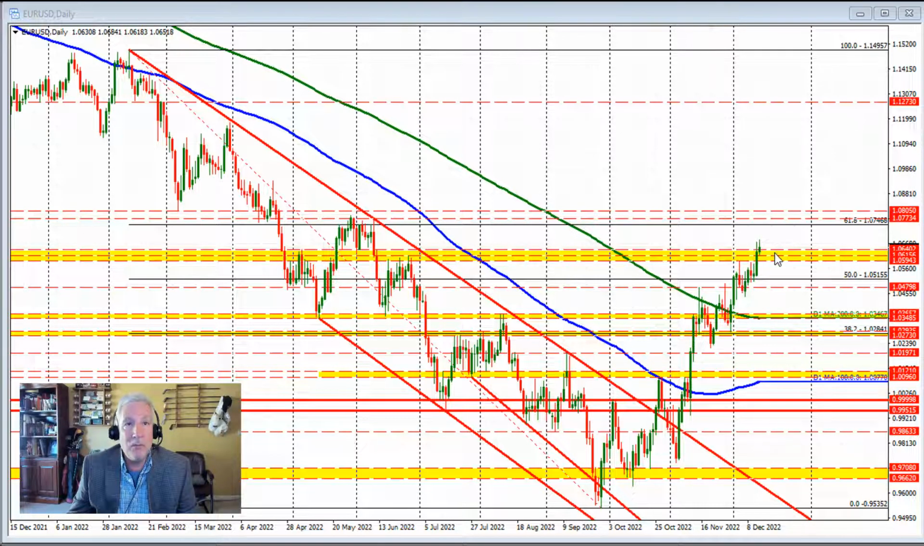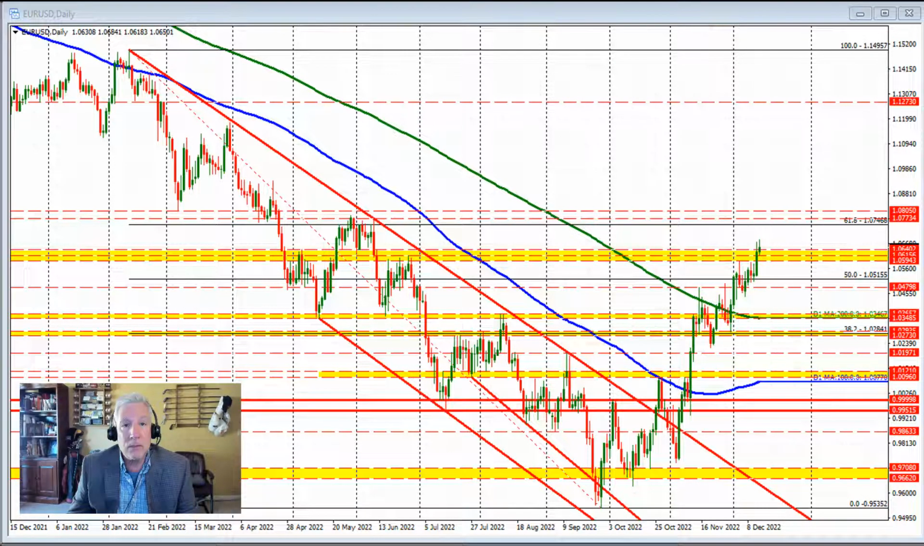We're going to need a move below the low for the day at 1.0618, I think is the low, and then below the low price in the swing area at 1.0594 to increase the bearish bias. Absent that, the buyers are still in control here for the euro versus US dollar. So off the highs, but maintaining support.